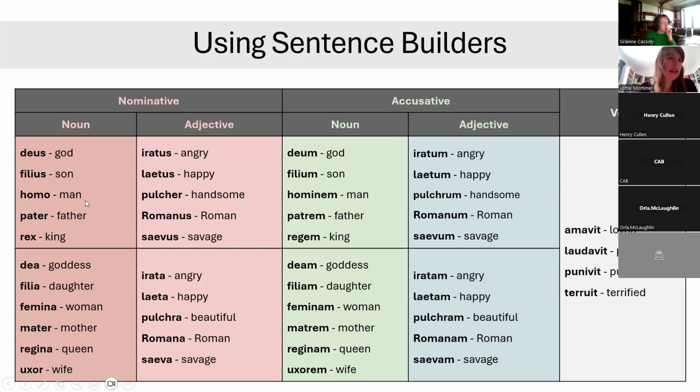It would still help them, here what I was looking at, noun and adjective agreement. It would still help them form those sentences. And once again, we've got very limited vocab.